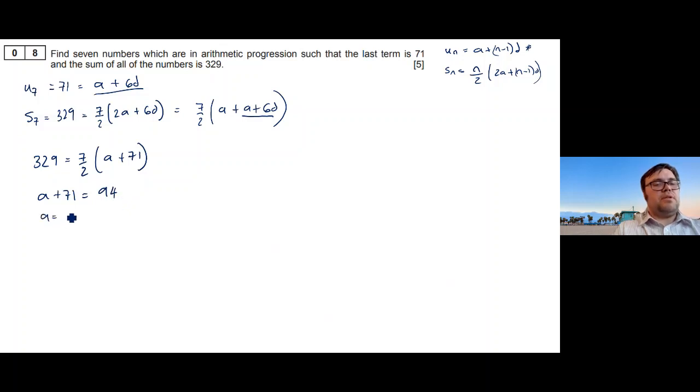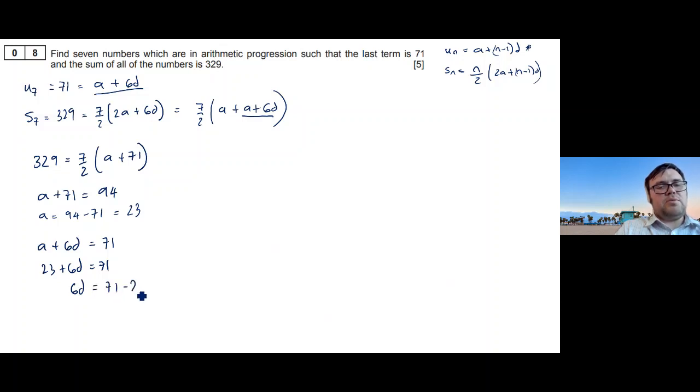And then a is equal to 94 minus 71, which gives me an answer of 23. So I know now a, which is the first term, is equal to 23. And I would substitute that back into the top equation so that I would have a plus 6d equals 71, 23 plus 6d equals 71, 6d equals 71 minus 23.